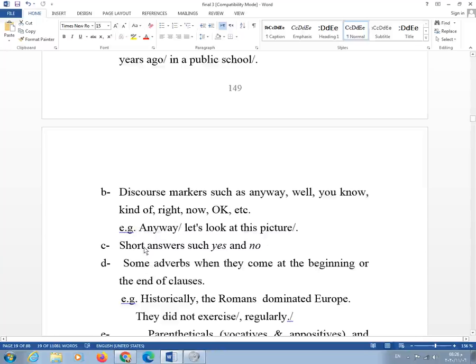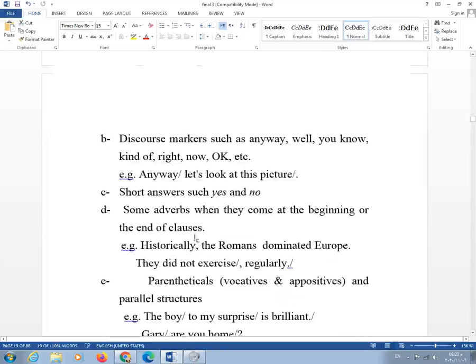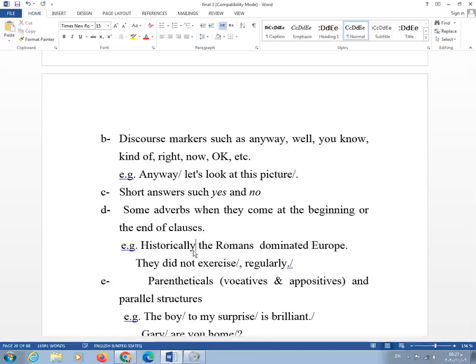Number C, short answers, yes, no. After yes we put a slash, after no we put a slash, at the end of tone units. Number D, some adverbs when they come at the beginning or the end of clauses. For example, historically, I put a slash after it. The Romans dominated Europe. They didn't exercise regularly. So I add a slash here. Okay, let's delete the comma and add a slash. This is a tone unit on its own, and the rest, how do we pronounce it?